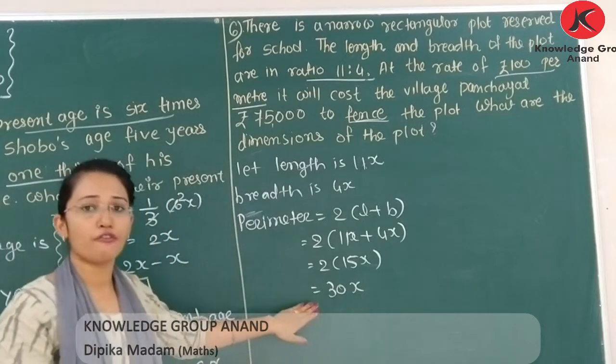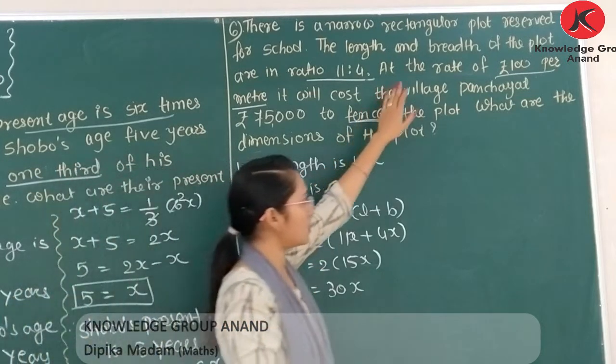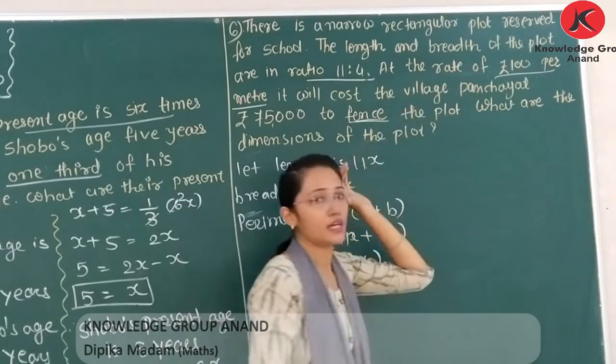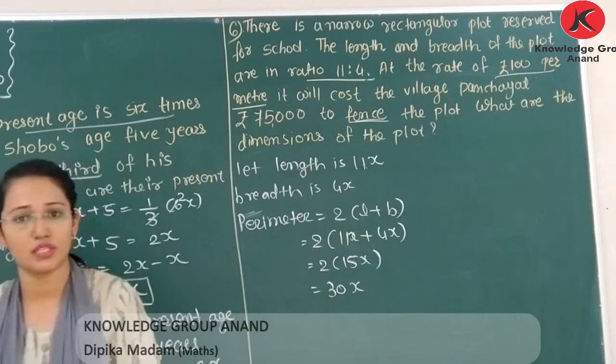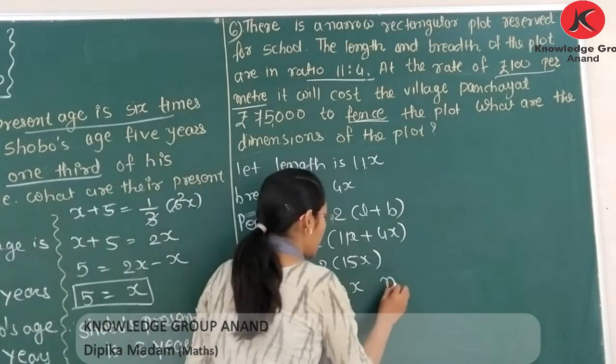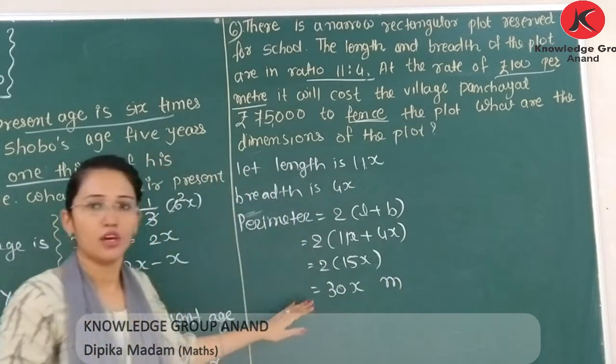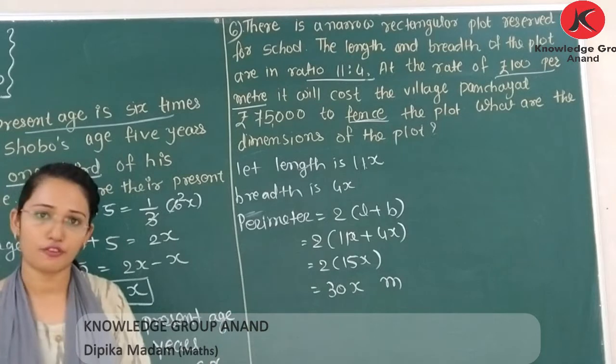What is the cost of fencing per meter? You can see the cost of fencing per meter is 100 rupees. 1 meter of fencing costs 100 rupees. How many meters do we have? We have 30x meters. Okay, so we need to find the cost for this.